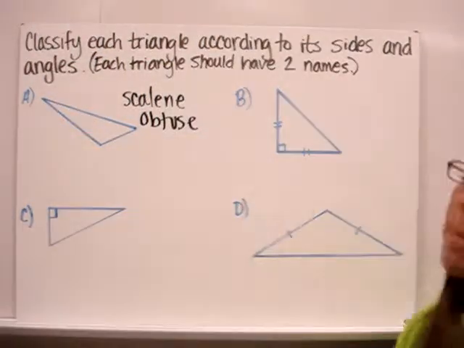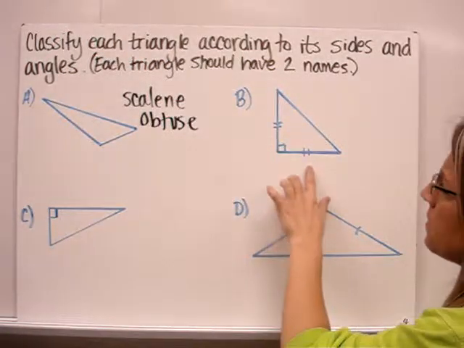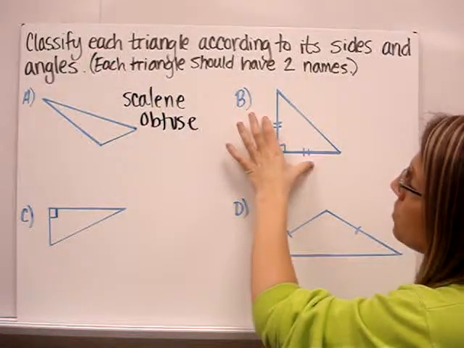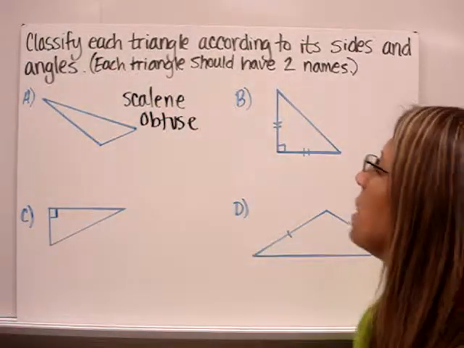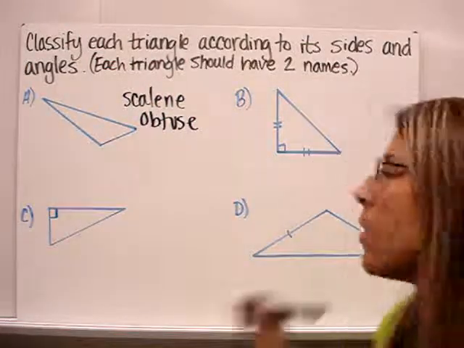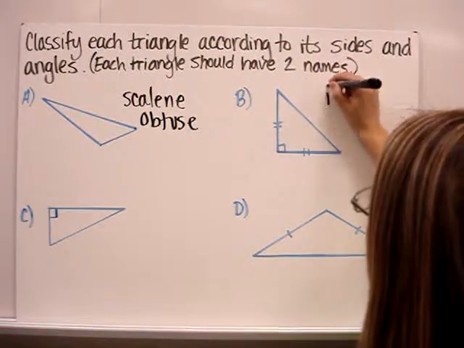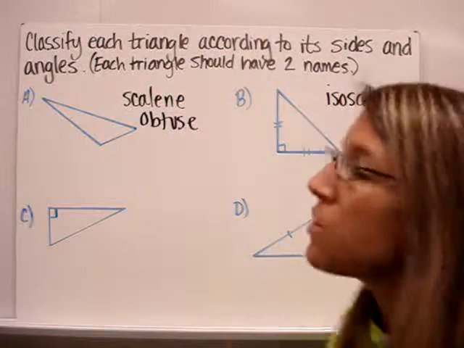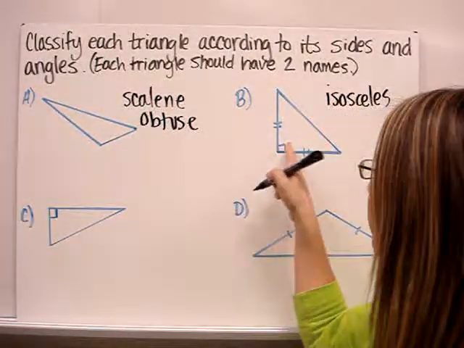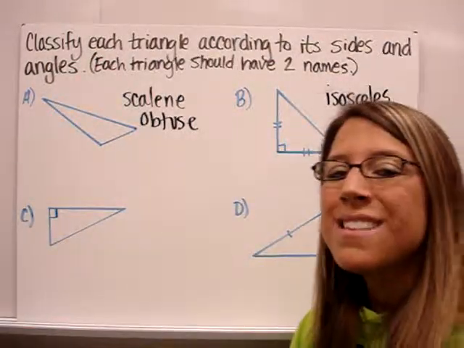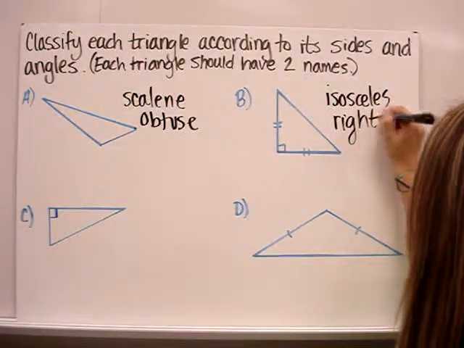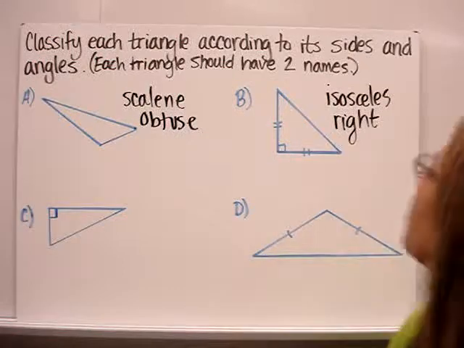If I look at example B, I do notice some tick marks here which tell me that this side is congruent to this side. But these two sides are shorter than this third side. So based on the length of sides, I know that this triangle is isosceles. I also know, because it has the symbol for a right angle, that this is a right triangle. So it's an isosceles right triangle.